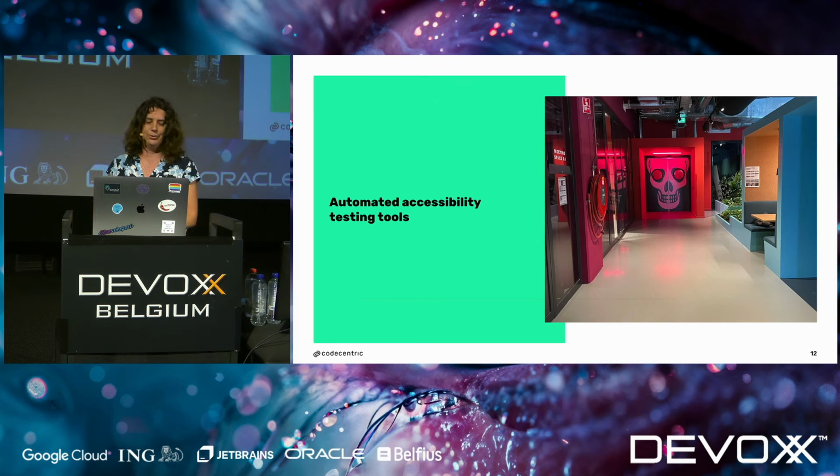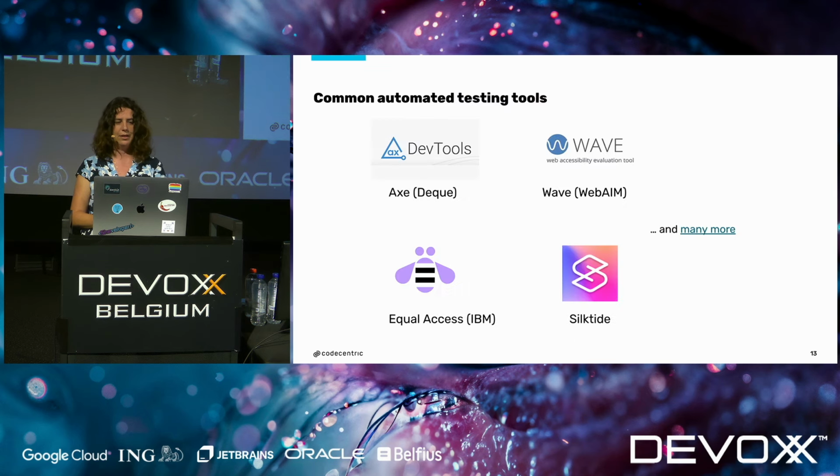Let's look at tools for test automation for accessibility. Here are some common automated testing tools which I use. And the first one, X, is probably the one you're going to encounter most. It is open source and it is built in a lot of other frameworks.